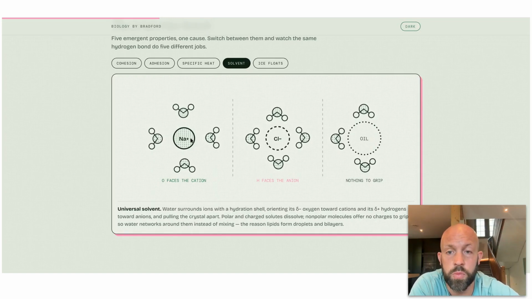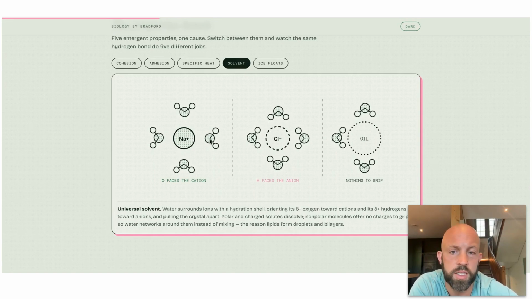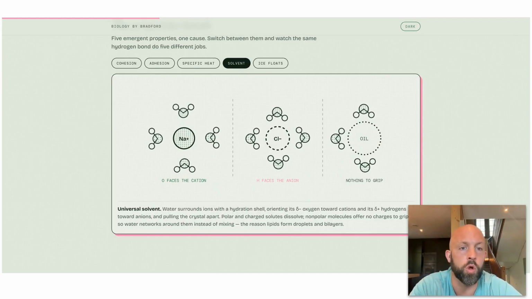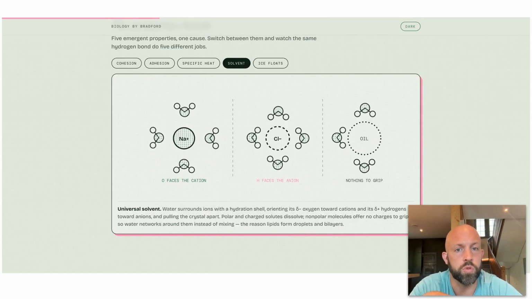Now, the sodium is attracted to the negative oxygen, and it's more attracted to that than it is to the chlorine. And the chlorine is attracted to the positive hydrogen, so it will separate them. Whereas, you can think there's nothing to grip when it comes to an oil, a non-polar substance, and therefore you won't see salt dissolving.